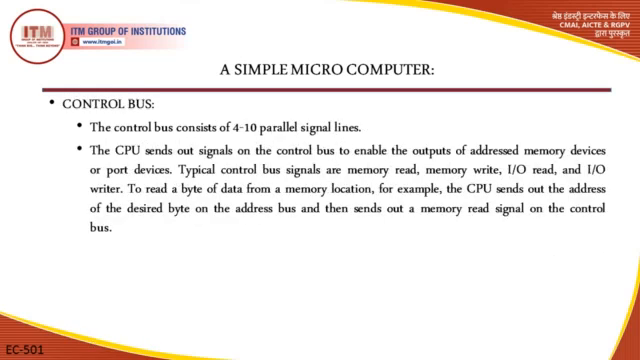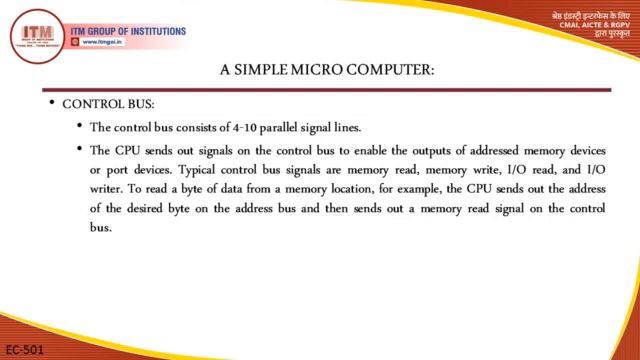Next category in this bus is the control bus. Basically the control bus is used for carrying the control signals generated from the CPU. The control bus consists of 4 to 10 parallel signal lines. The CPU sends out signals on the control bus to enable the output of addressed memory devices or port devices. So on these lines, the control signals enable or disable the addressed memory or addressed port.